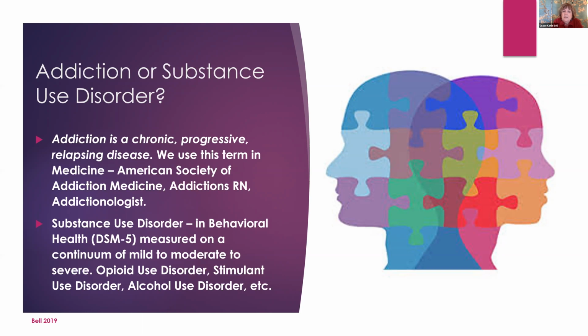Addiction is a chronic progressive relapsing disease, and substance use disorder is measured on a continuum of mild to moderate to severe. So we use opiate use disorder, severe, stimulant use disorder, moderate, alcohol use disorder. So we identify on that continuum, and this is a really important way of measuring severity, which will be part of the way that we identify treatment plans and best optimal levels of care for our patients.